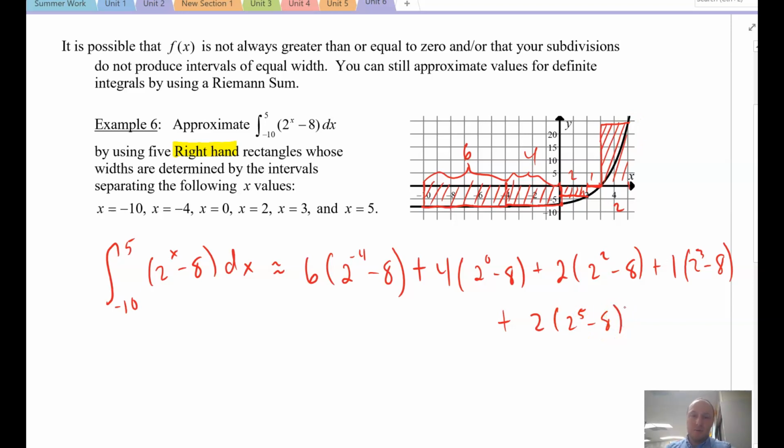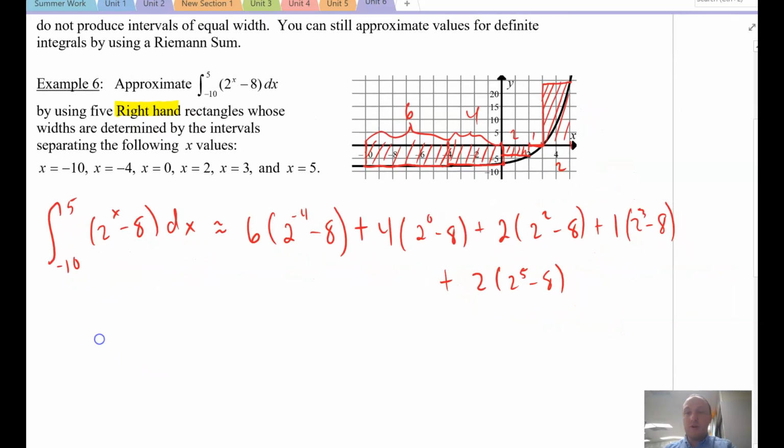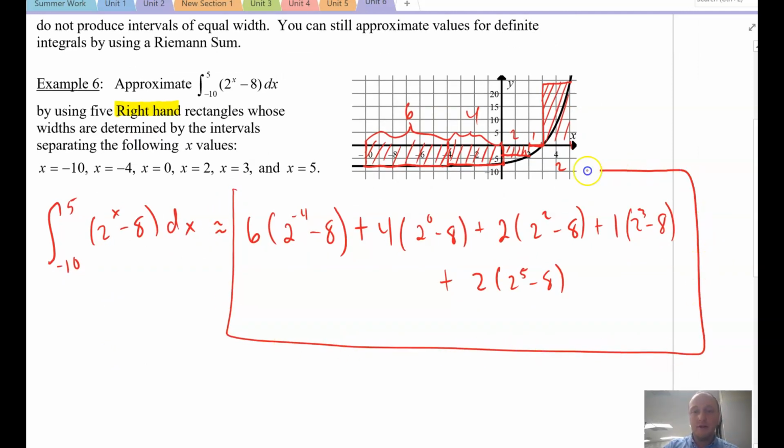Whew, that looks pretty gnarly to simplify. Good thing on the AP Calculus test, you don't have to simplify. This is a numerical answer. You can box it. If you attempt to simplify and you make an error, you could lose the point. So better be safe than sorry.